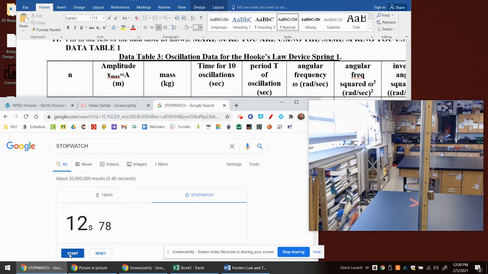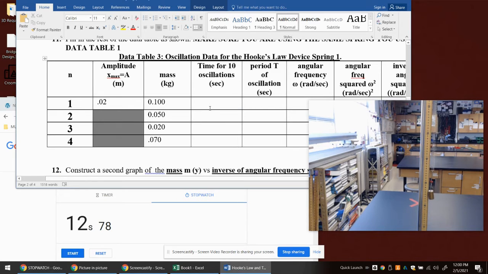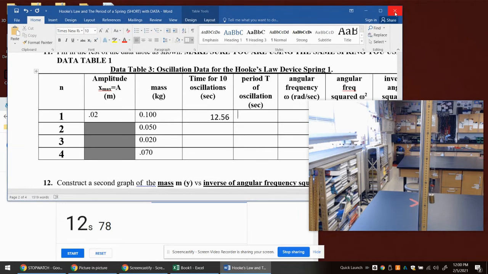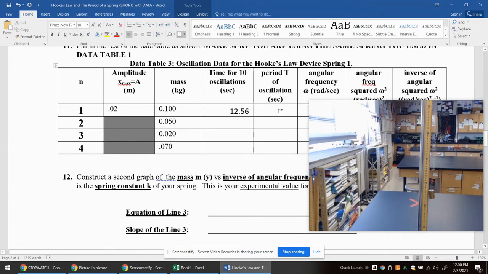12.78. So I'm going to average these numbers together and come up with a value and put it in the table here. It ends up that, and I'm not going to actually use the first one. I've done this experiment before. 12.56 ends up to be right around the average of the trials when we do multiple trials. And then you will take that value and divide by 10 to get the period. The reason that we want to get the period is we want the time for one oscillation.